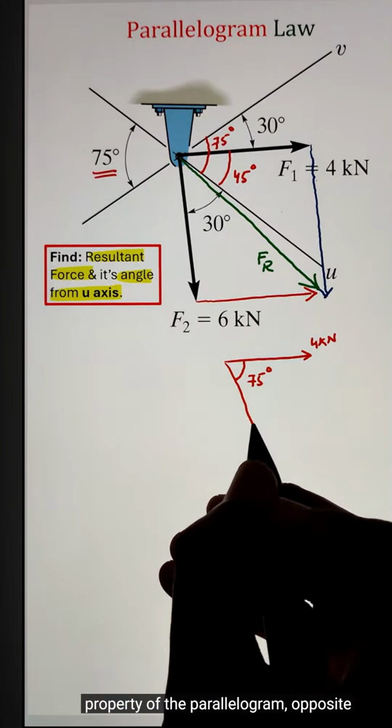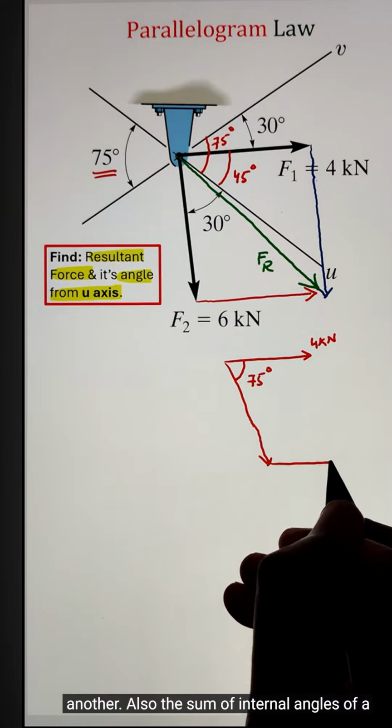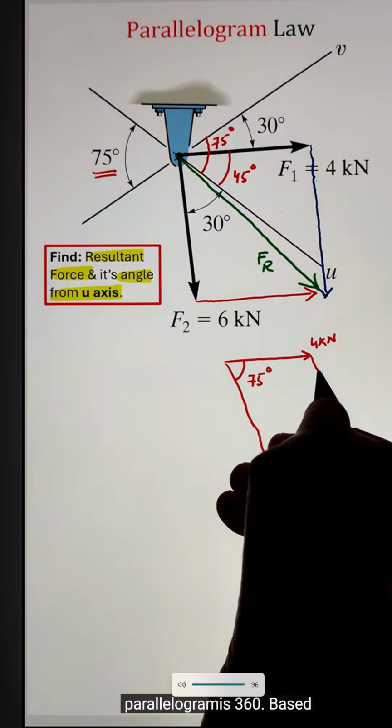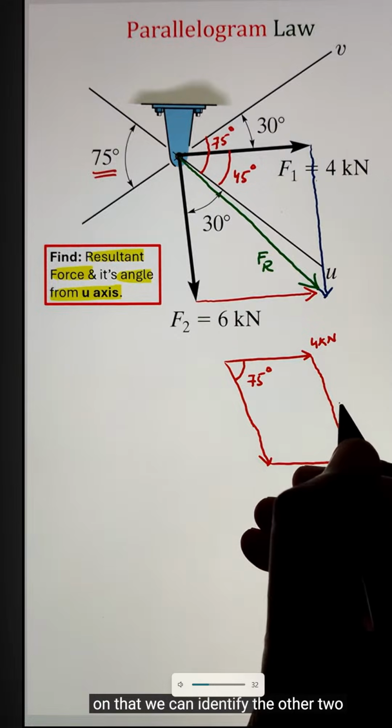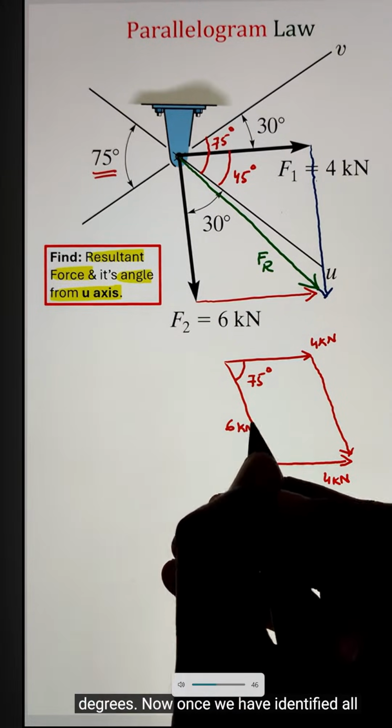Now, by property of the parallelogram, opposite angles are equal to one another. Also, the sum of internal angles of a parallelogram is 360. Based on that, we can identify the other two angles, that is coming as 105 degrees.